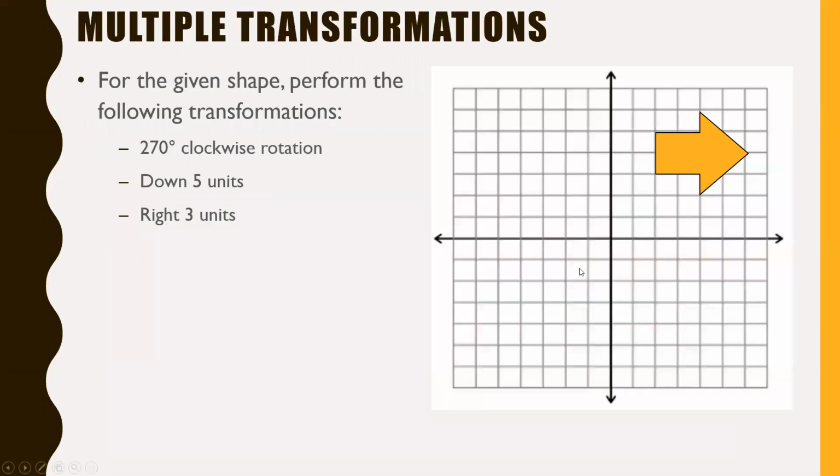Anyway, here's the first of 2 questions that we're going to do here. For the given shape, perform the following transformations. We're going to do a 270-degree clockwise rotation, down 5 units and right 3 units. Now, remember what I said at the beginning today, you have to do these in that order. And another thing just to note, I mentioned it in the last lesson, it's always a good idea to do this 1 coordinate at a time.